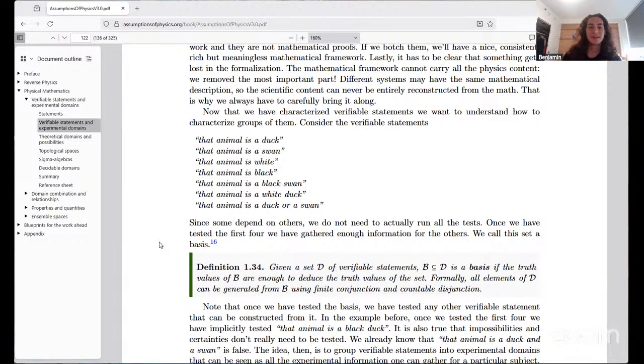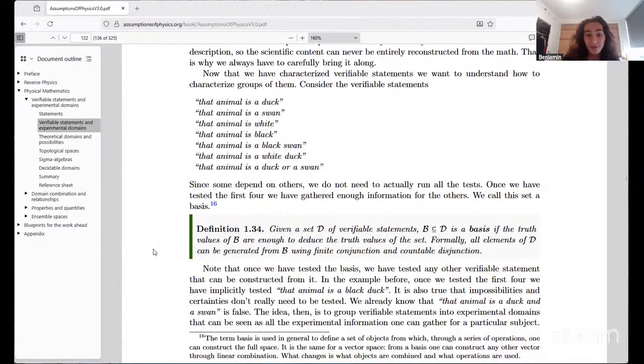Now that we've characterized verifiable statements, we want to understand how to characterize groups of them. Consider the verifiable statements: that animal is a duck, that animal is a swan, that animal is white or black, or is a black swan, or is a white duck, or is a duck or a swan. Since some depend on others, we do not need to actually run all the tests. Once we have tested the first four, we've gathered enough information for the others. We call this set a basis.